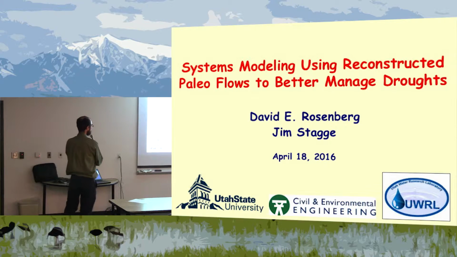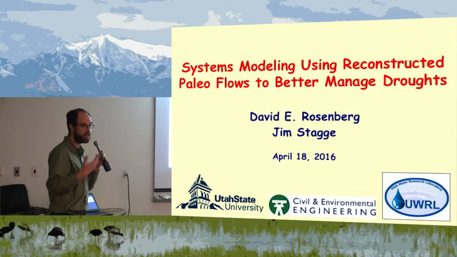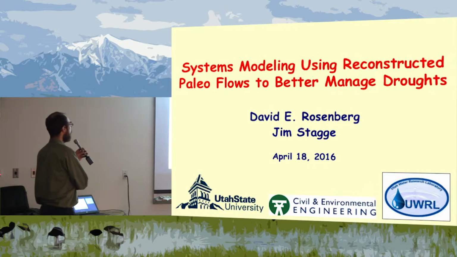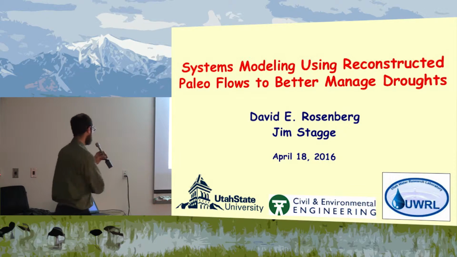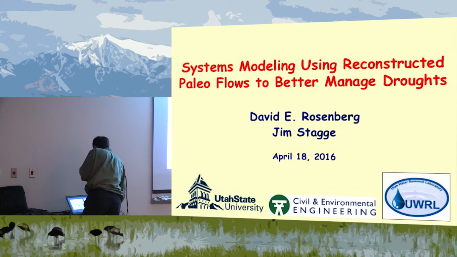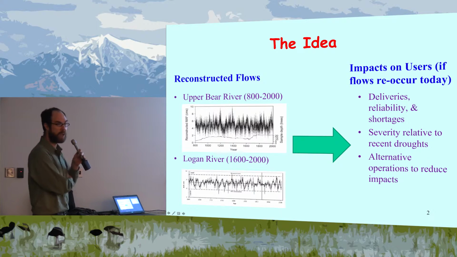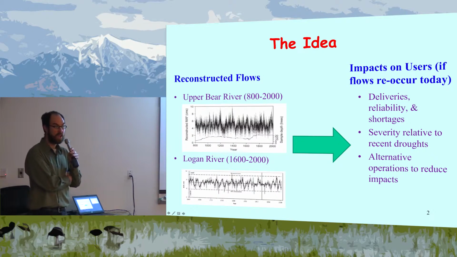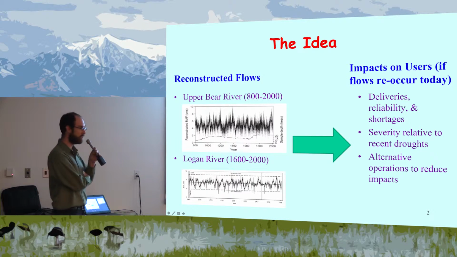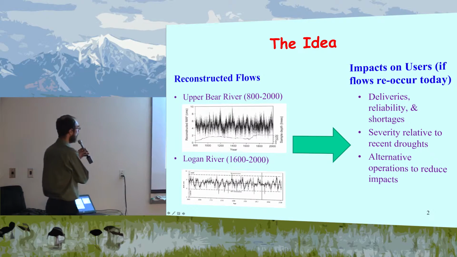And the idea is to use the reconstructed time series of flows from tree ring data that Justin just talked about to inform how we can better manage our current water systems in droughts. So the idea is to take the reconstructed flows, which we have in the Bear River, two locations, the upper Bear River from 800 AD to 2000 AD or so that Justin just talked about. Also another data set along the Rogan River from 1600 to 2000.